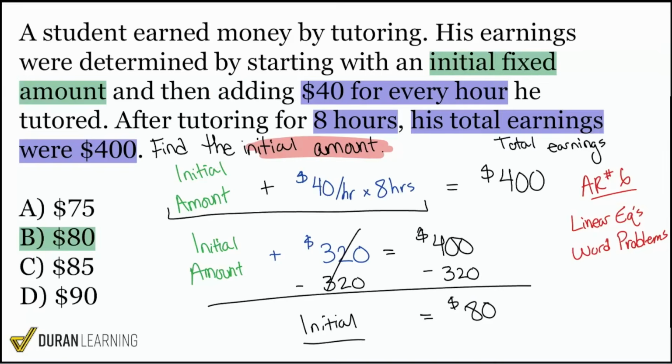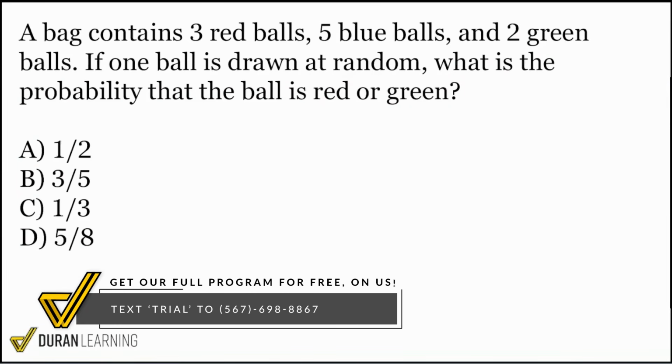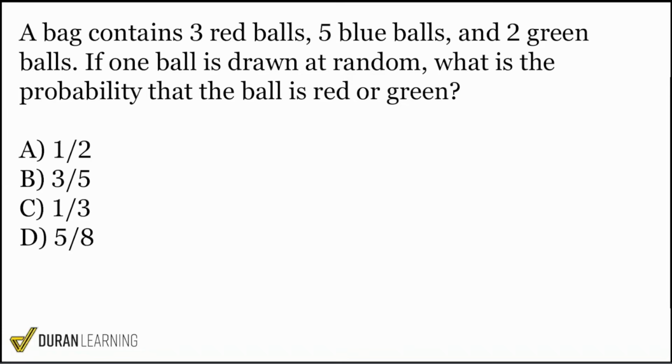Let's do a brand new topic here, and let's give this one a shot. So, my party people, what topic are we dealing with in this one? Yeah, we're dealing with probability here. It says, what is the probability that the ball is red or green? Okay, my party people. So, the key word of every single word in this problem is probability. Probability is a very specific math word.